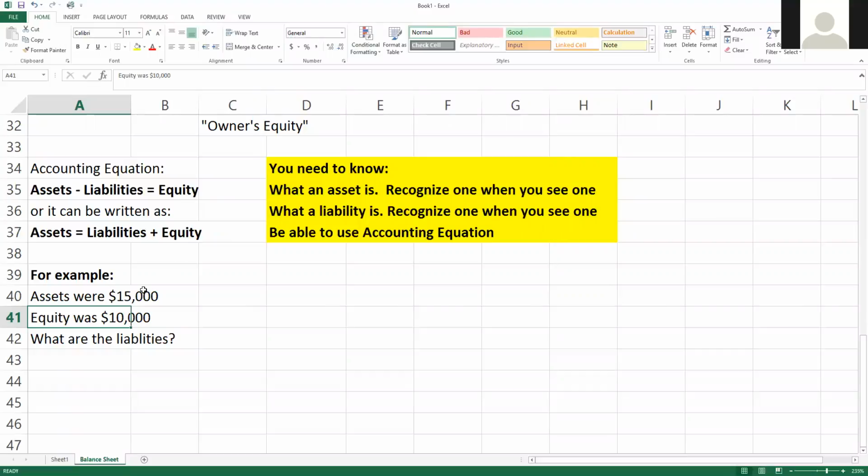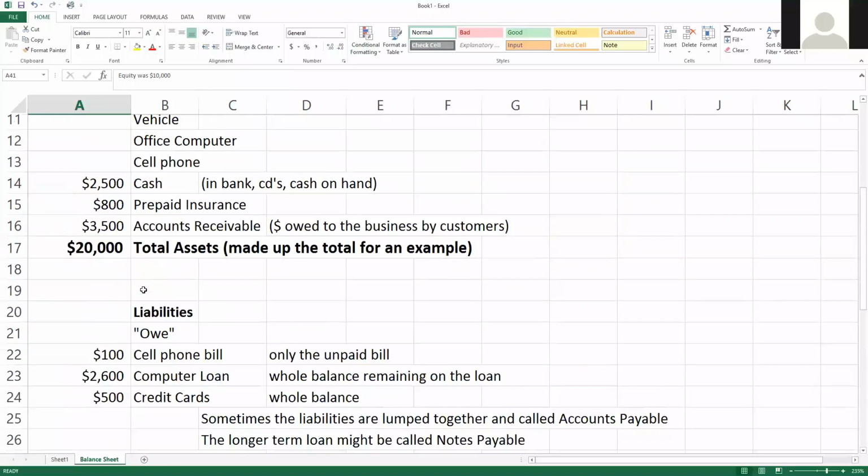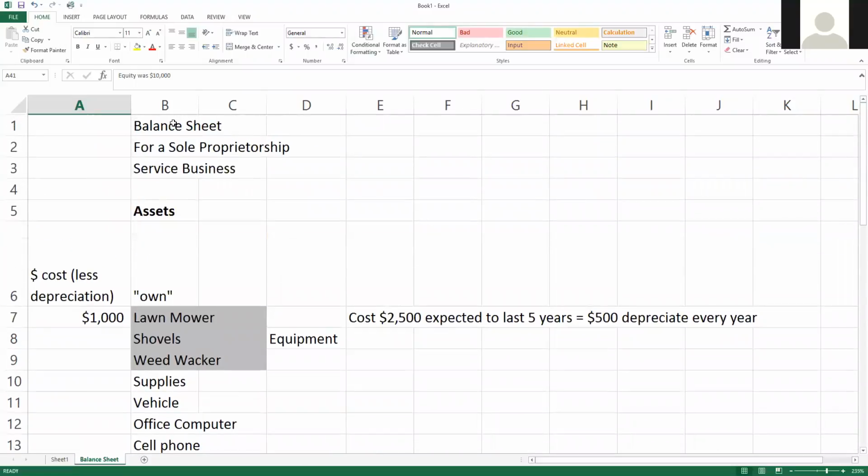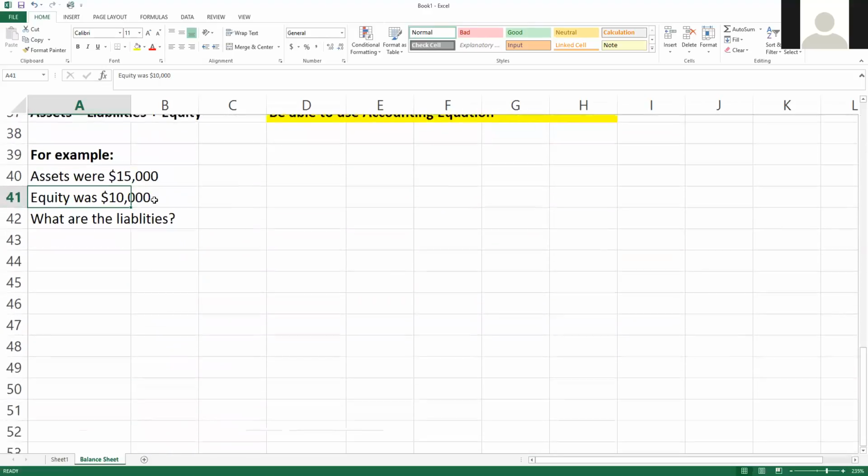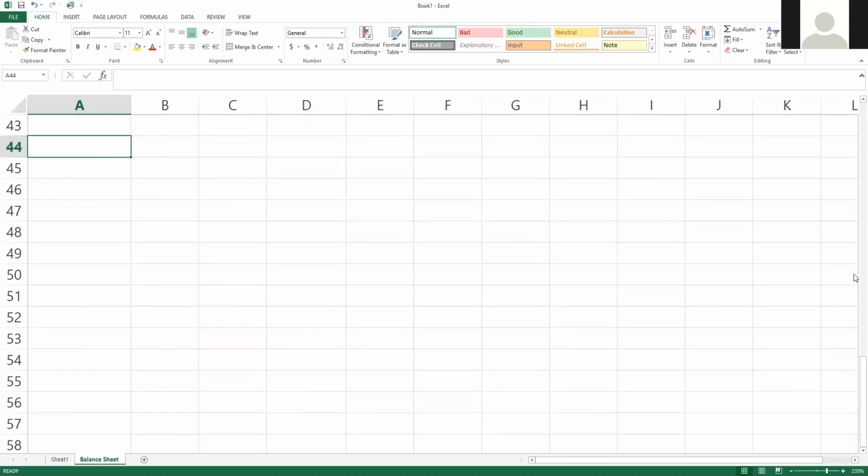And before we move off from a balance sheet, I did want to point out that we were talking here about a sole proprietorship and a service business. So let's talk about how the balance sheet would be a little different if it wasn't a sole proprietorship and it wasn't a service business. Really simple changes. So I'm going to scroll down here. Sorry, probably driving your eyes completely batty.